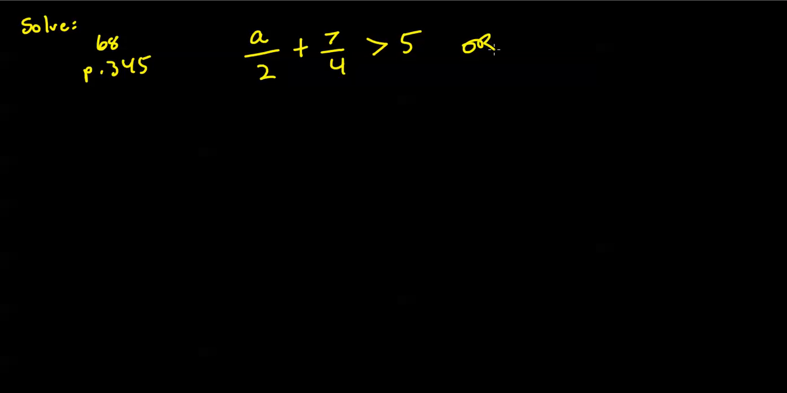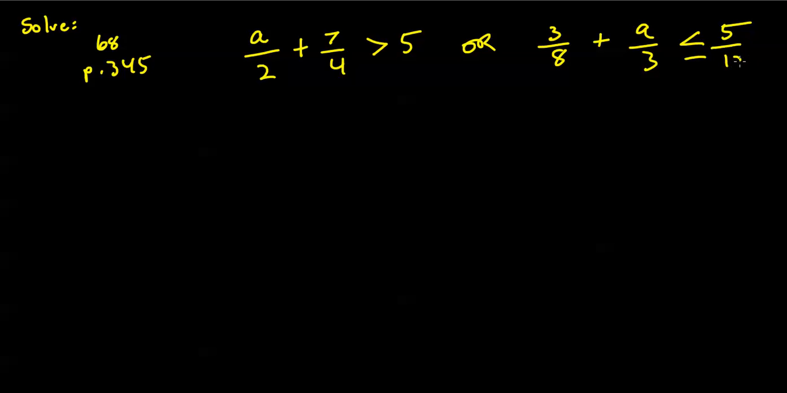And I believe this is from your homework list. Solve the following inequality statement. This is number 68 on page 345. A over 2 plus 7/4 is greater than 5, or 3/8 plus a over 3 is less than or equal to 5/12.